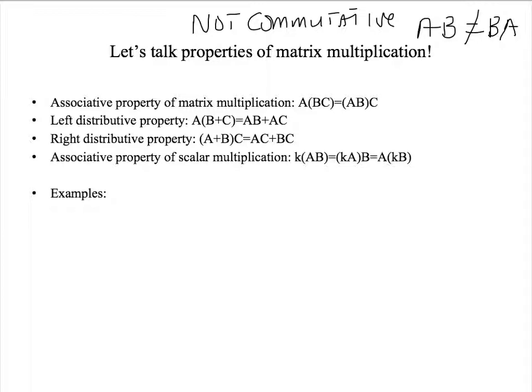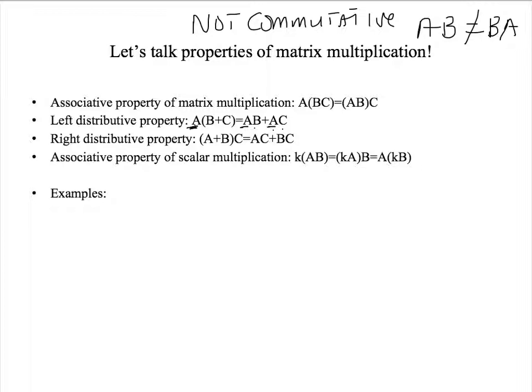It is associative. So if I am multiplying three matrices together, it doesn't matter the order in which I multiply them. The left distributive property: if I multiply matrix A times the sum of matrix B plus C, that's the same as multiplying matrix A times matrix B plus matrix A times matrix C. Notice I'm multiplying A from the left, so A has to come before both B and C.